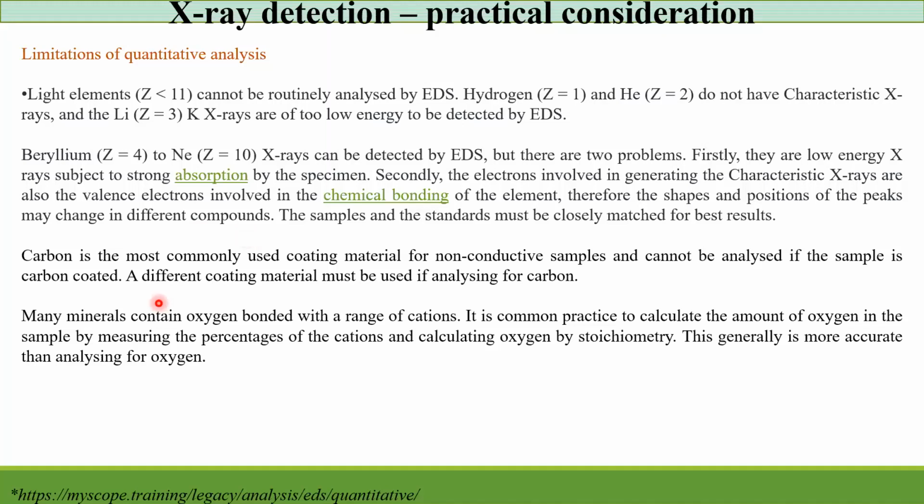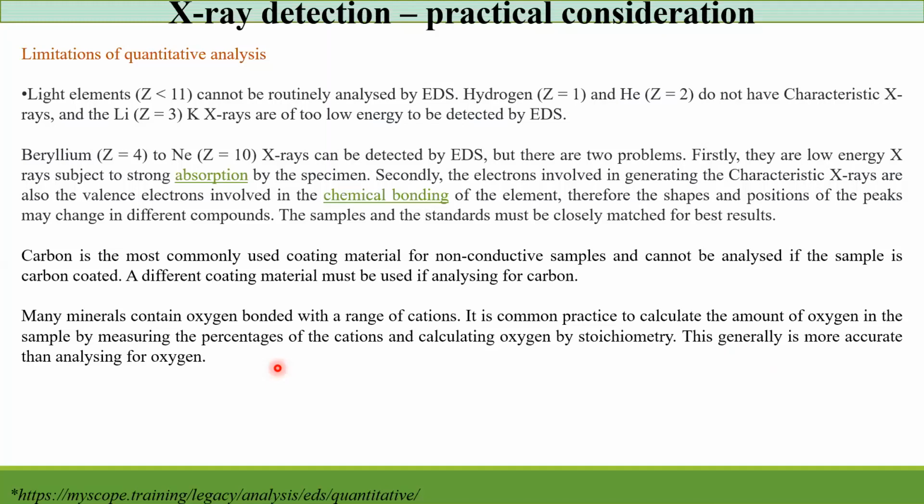Carbon is the most commonly used coating material for non-conductive samples, and carbon cannot be analyzed if the sample is carbon coated. A different coating material must be used if analyzing for carbon. Many minerals contain oxygen bonded with a range of cations. It is common practice to calculate the amount of oxygen in the sample by measuring the percentage of cations and calculating the oxygen by stoichiometry. That's what I was telling from my experience. This generally is more accurate than analyzing for oxygen. So I explained with my examples, right?